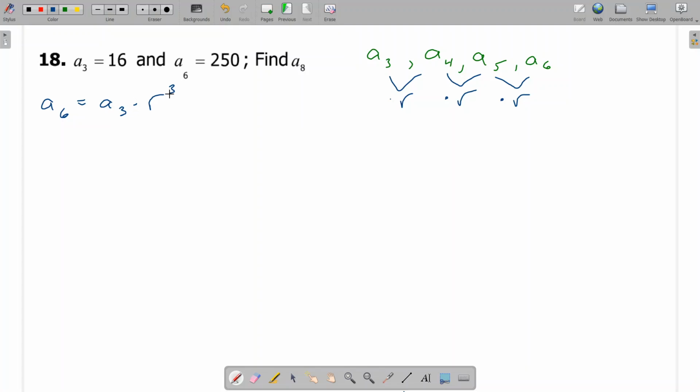And then we can substitute in what we know. So now we're going to solve for r. First we're going to divide by 16. That's going to give us 15.625. And then we have r cubed, so we're going to take the cube root. That would give us 2.5.